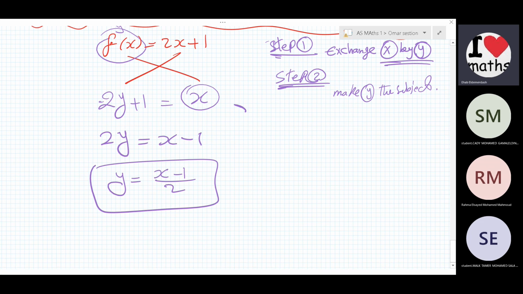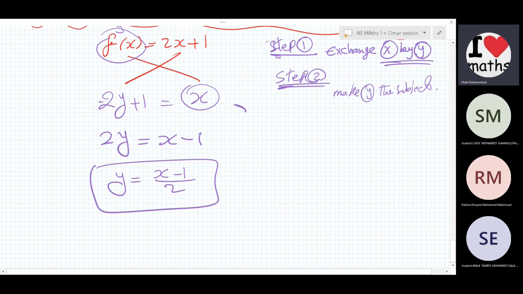So again, what we have to do. First step, exchange x by y. So the first step we will do is exchange x by y. Agreed? This is my first step. Second step, I have to make y the subject. Am I clear? So it's 2x plus 1 is equal to y. I will replace x by y, so I can write it as 2y plus 1 is equal to x. Then I have to find y as the subject.